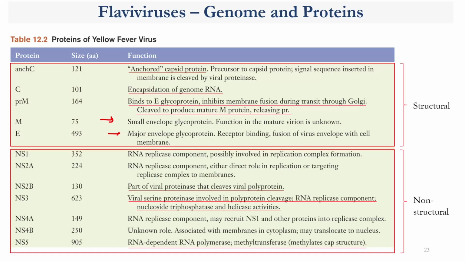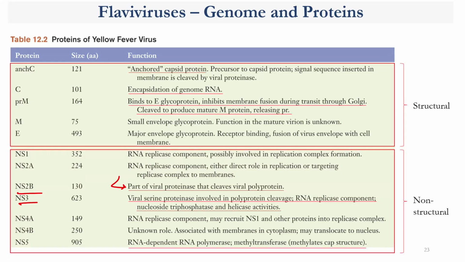We don't know what the function is for this protein, but your E protein, just like we have seen for other viruses, binds to the receptors and allows for the fusion of the viral envelope with the cell membrane, okay? Then you have your various non-structural proteins, so they're just labeled NS. So NS1 all the way to NS5 with a couple of variants thrown in, okay? I want you to focus on NS2B, which is the proteinase that cleaves the viral polyprotein.